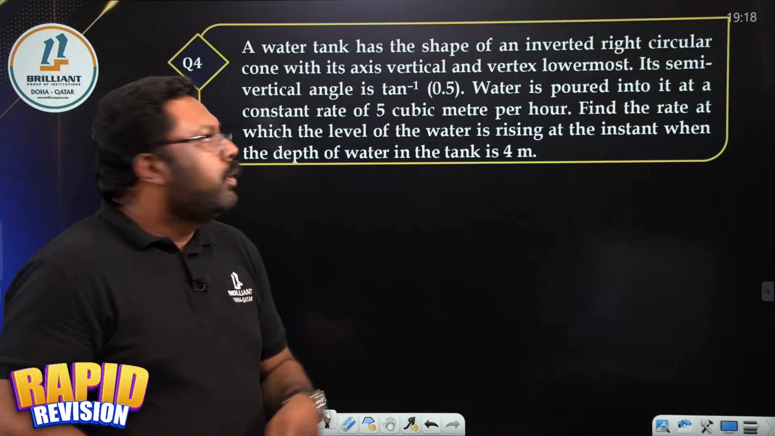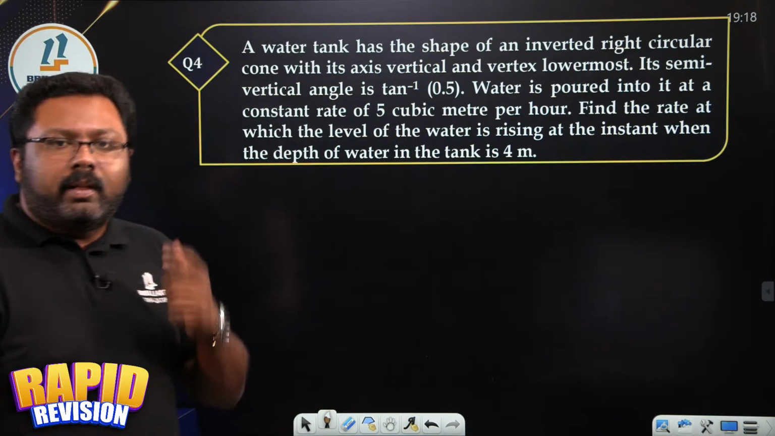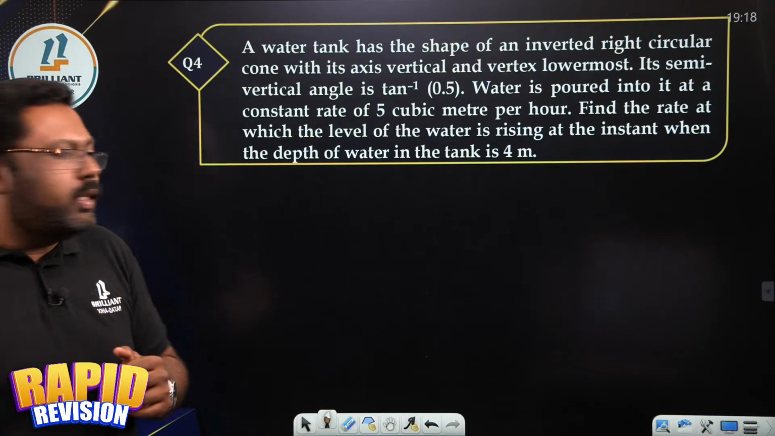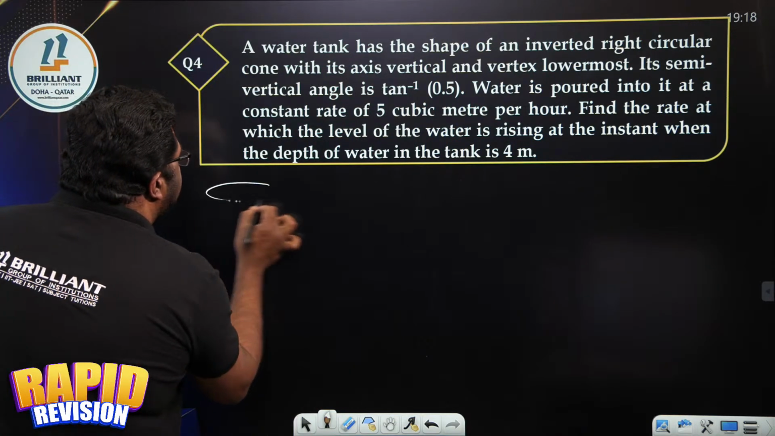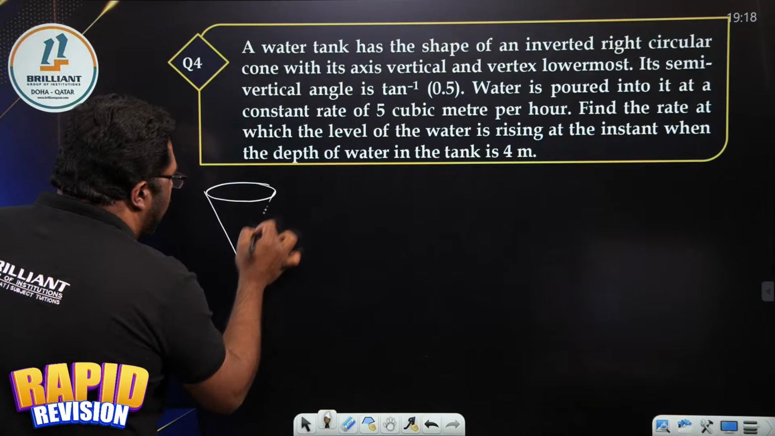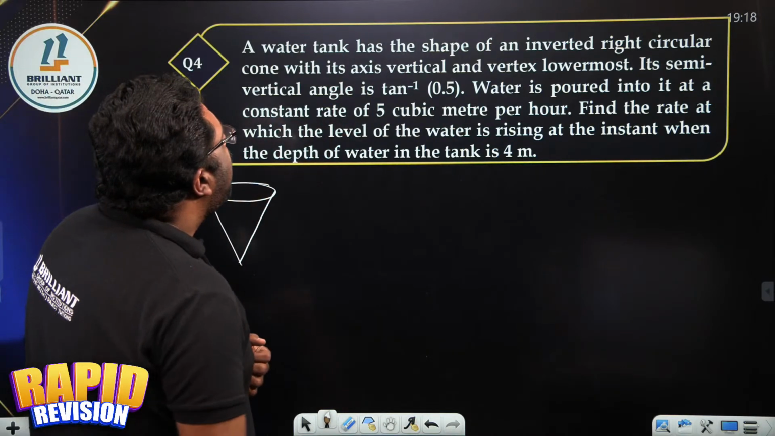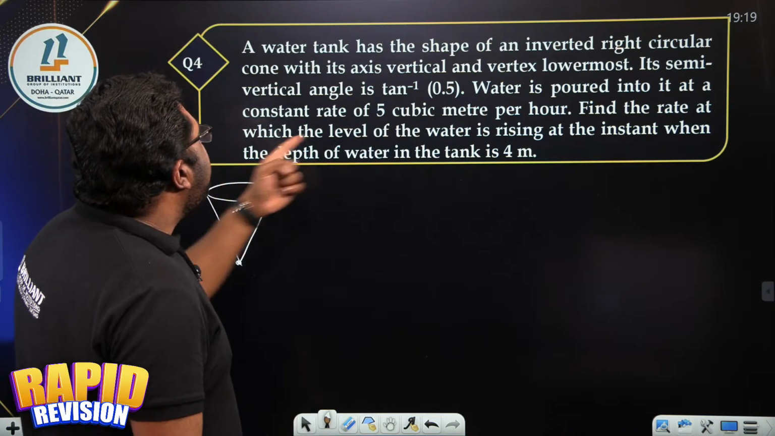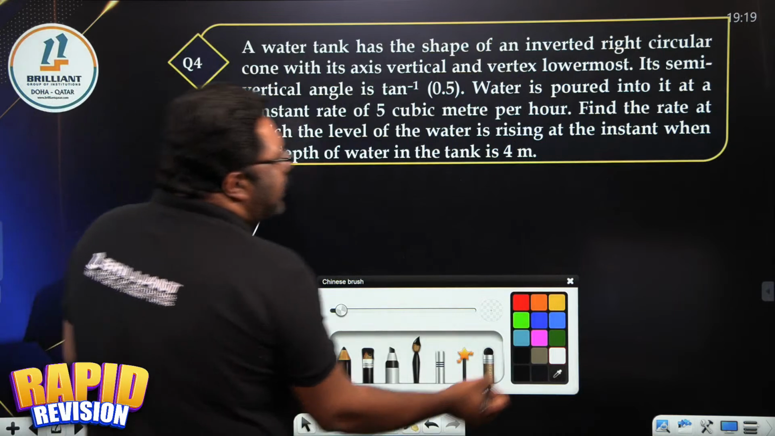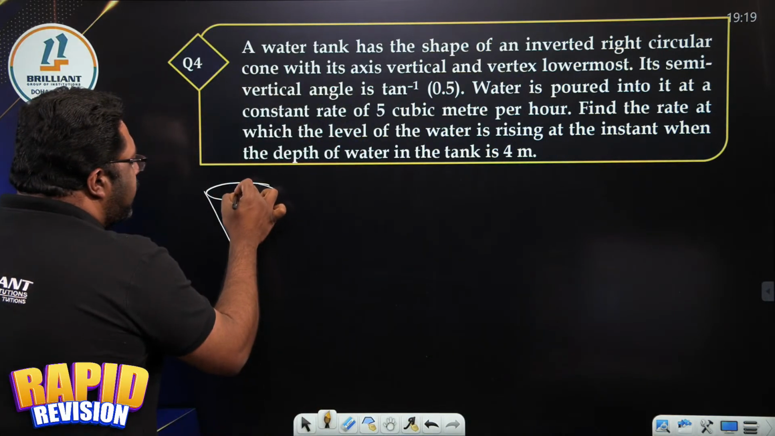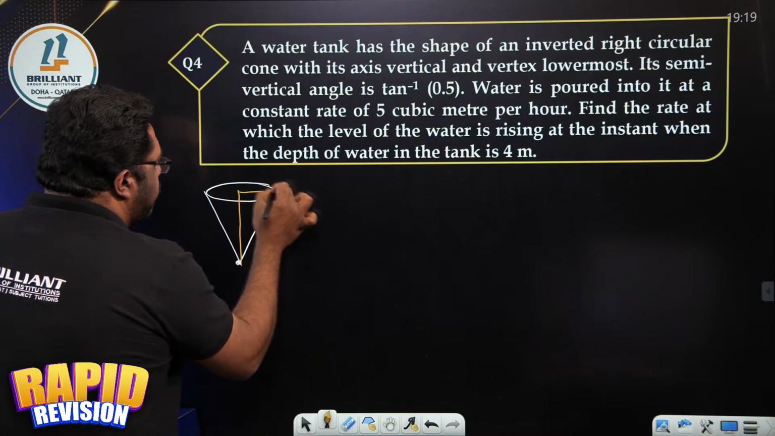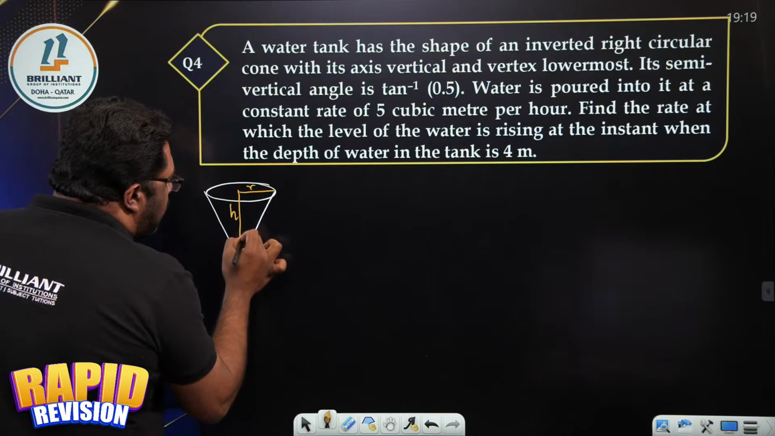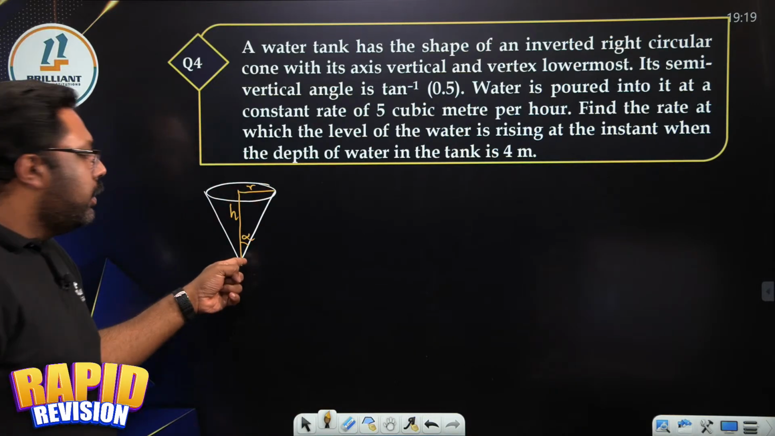Question 4. Same type of question, but this time you are not making a cone. The cone already exists in the shape of a conical vessel which is inverted. Inverted conical vessel. Okay, where the vertex is lowermost, its semi-vertical angle is tan inverse 0.5. What is meant by the semi-vertical angle? We know this is the radius of the cone, height of the cone. This is called the semi-vertical angle.